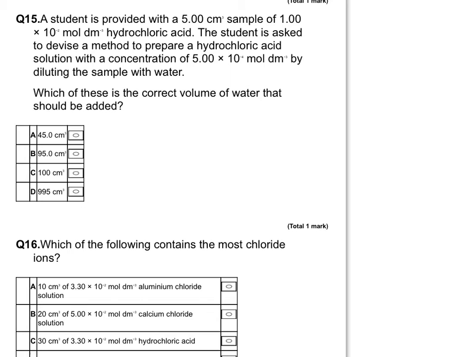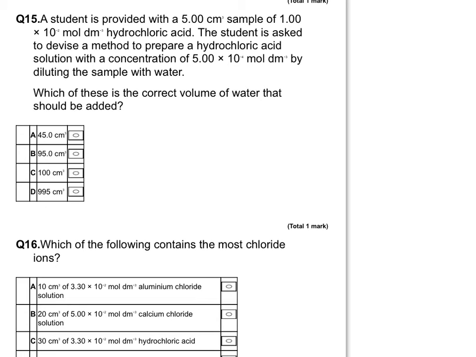A student is provided with a 5 centimetre cube sample of 1 molar hydrochloric acid. The student is then asked to devise a method to prepare a hydrochloric acid solution with a concentration of 5 times 10 to the minus 4 moles per decimetre cubed by diluting the sample with water.